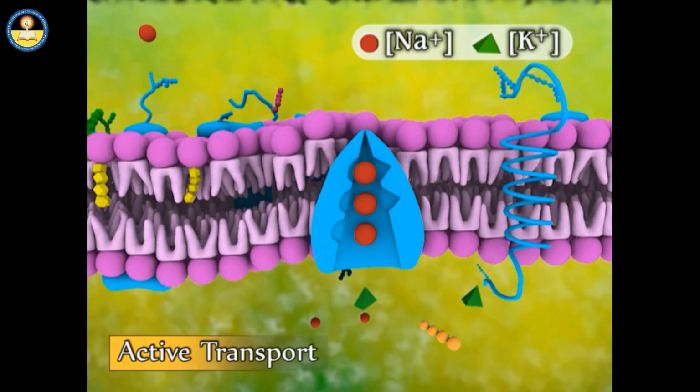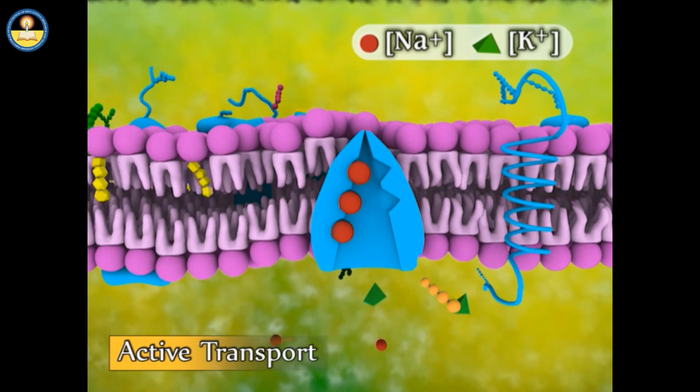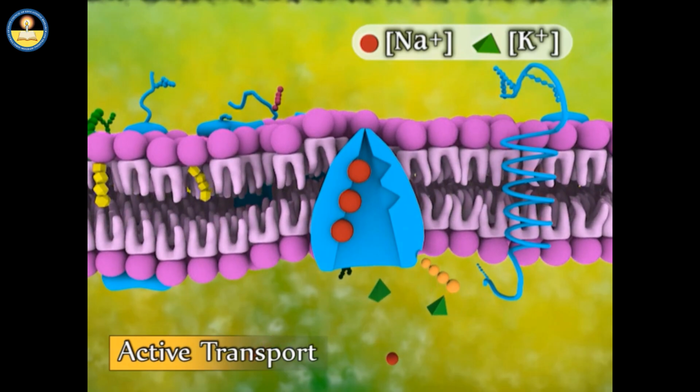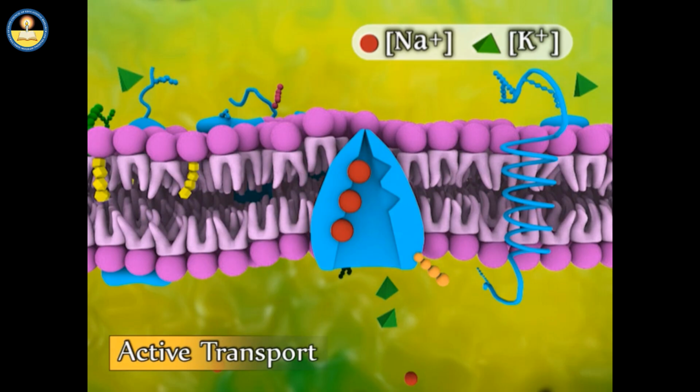The sodium-potassium pump carries sodium ions to the outside of the cell and potassium ions to the inside of the cell. Energy in the form of ATP molecules is required for active transport to occur.